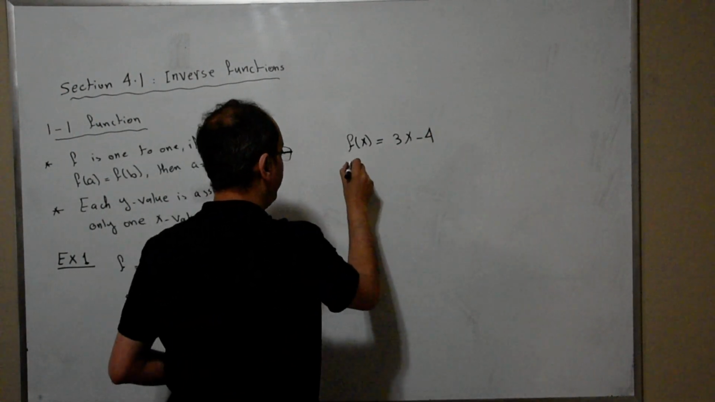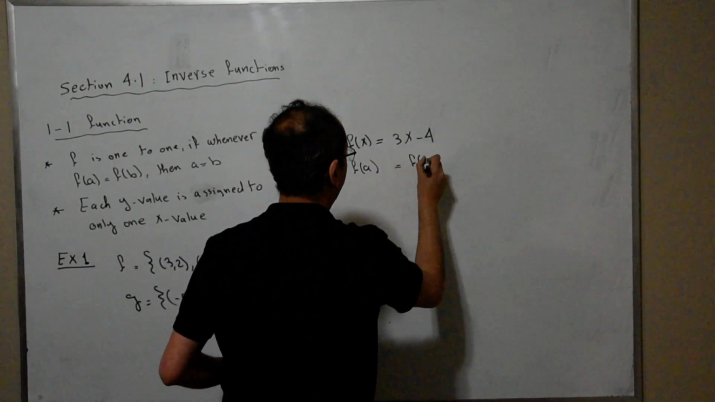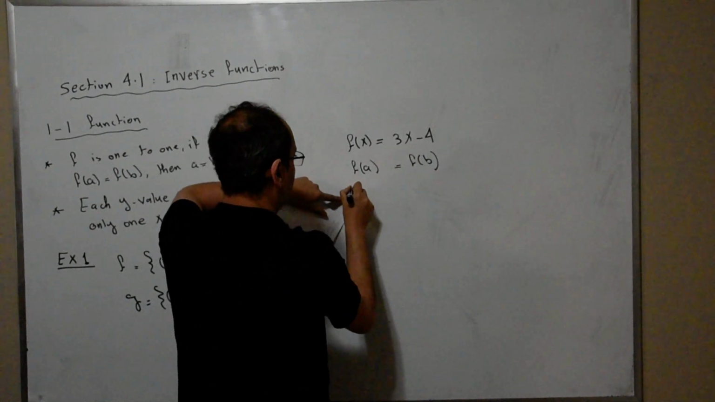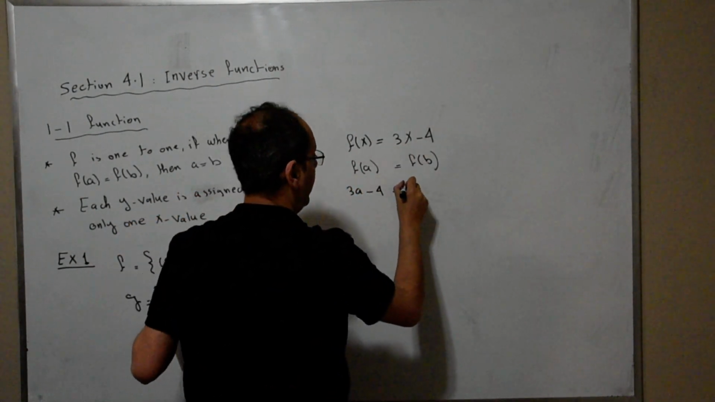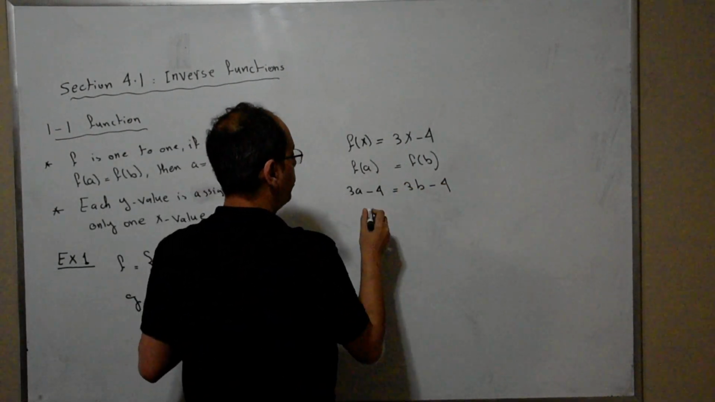So I would set f of a equal to f of b. What's f of a? I plug a here, so I have 3a minus 4. And I plug b here, I have 3b minus 4. Okay, add 4 to both sides.